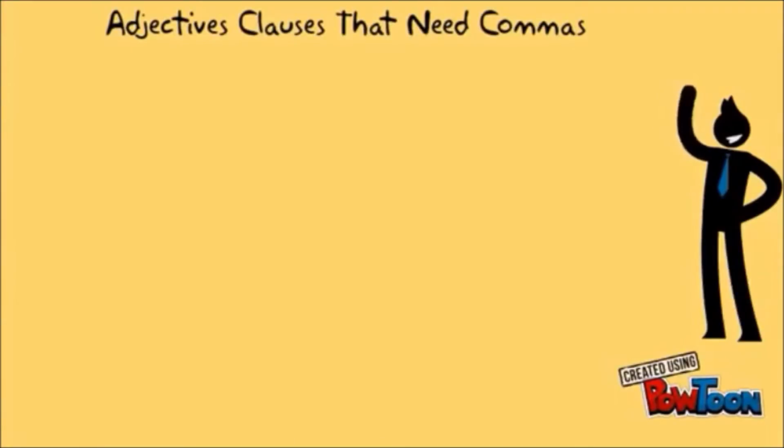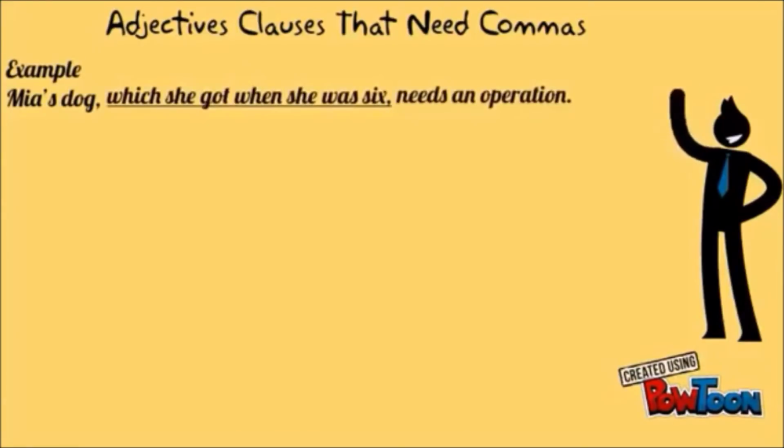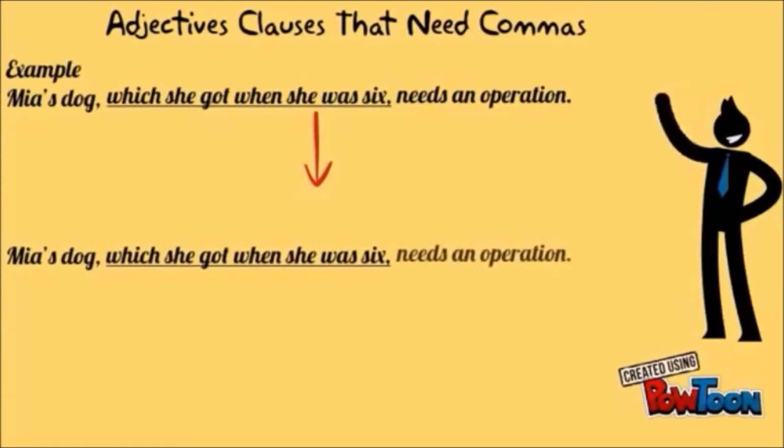The other possibility is the adjective clause that does require commas. Here's an example. Mia's dog, which she got when she was 6, needs an operation. The adjective clause here is which she got when she was 6. We use commas in this adjective clause because when we remove it from the sentence, we get, Mia's dog needs an operation. That still makes sense and gives us useful information. This sentence does not need the adjective clause in order to work.